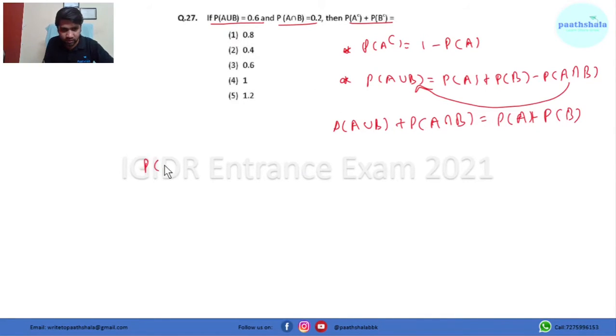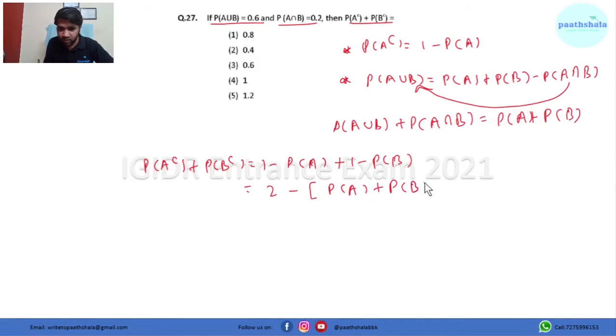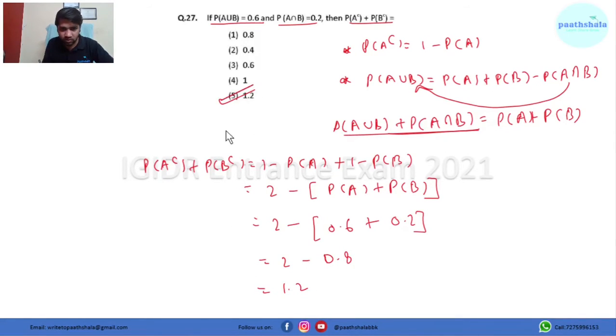So probability of A complement plus probability of B complement equals 1 minus probability of A plus 1 minus probability of B. So this will become 2 minus, in the bracket, probability of A plus probability of B. Here in place of this we can put this, and the value of A union B plus A intersection B is 0.6 plus 0.2. So this is 2 minus 0.8, and finally it is coming out to be 1.2. So the option is 1.2. Okay, now let's move to the next question.